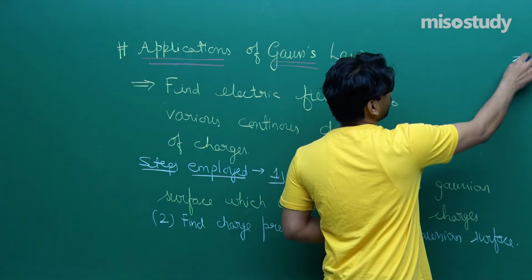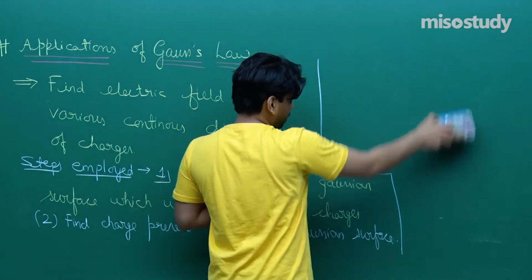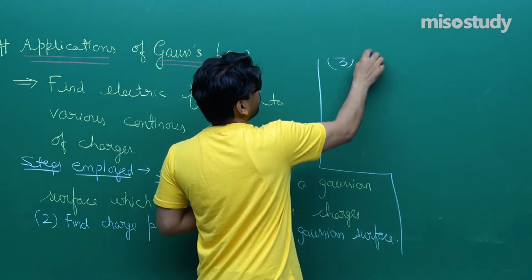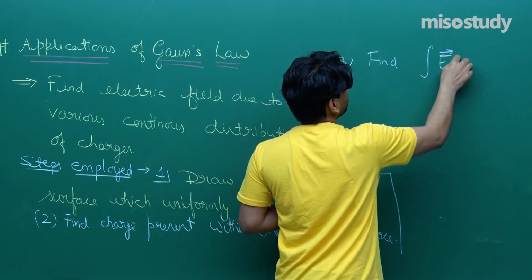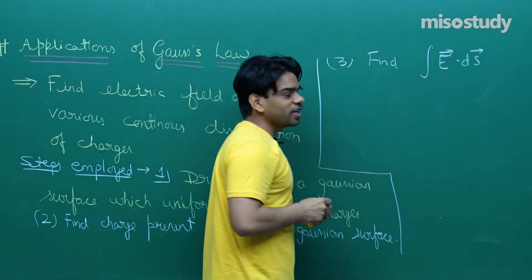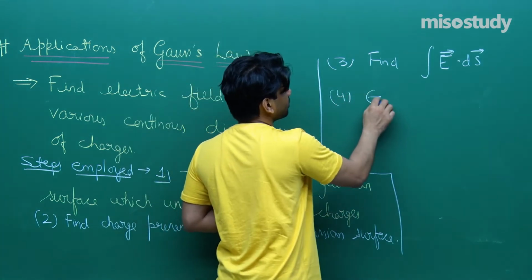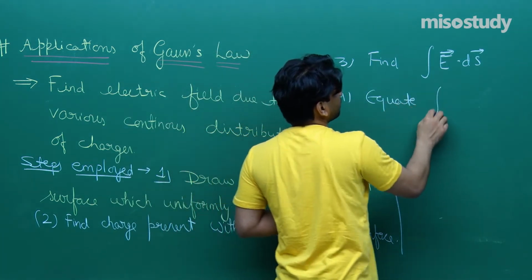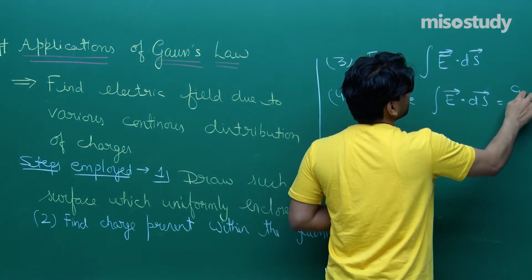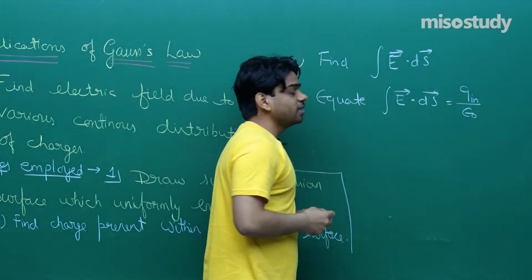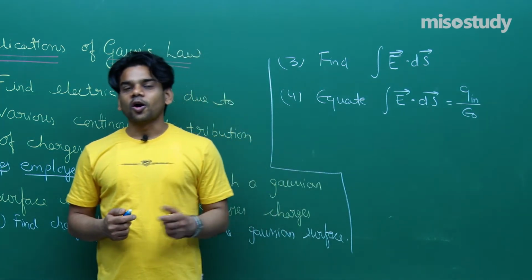Third step that you can employ: find the integral of E dot ds, and you have to equate it to charge enclosed upon epsilon naught. Fourth, equate the integral of E dot ds to q inside upon epsilon naught, and then finally you will get the value of electric field at that distance with respect to the object.